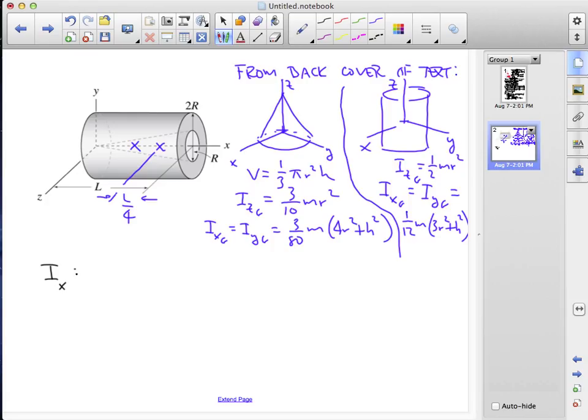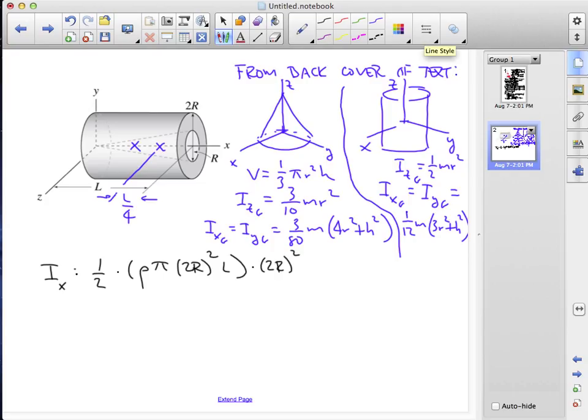So for the cylinder, the value that we have corresponds to IZG on the inside back cover of the book, so it's 1/2 mr squared. So we have 1/2 times the mass of the cylinder, which will be mass density, times the volume of the cylinder, which will be rho times pi r squared, but its radius is actually 2r, times its length. There's our mass. Then multiplied by its radius squared, which is another 2r quantity squared.